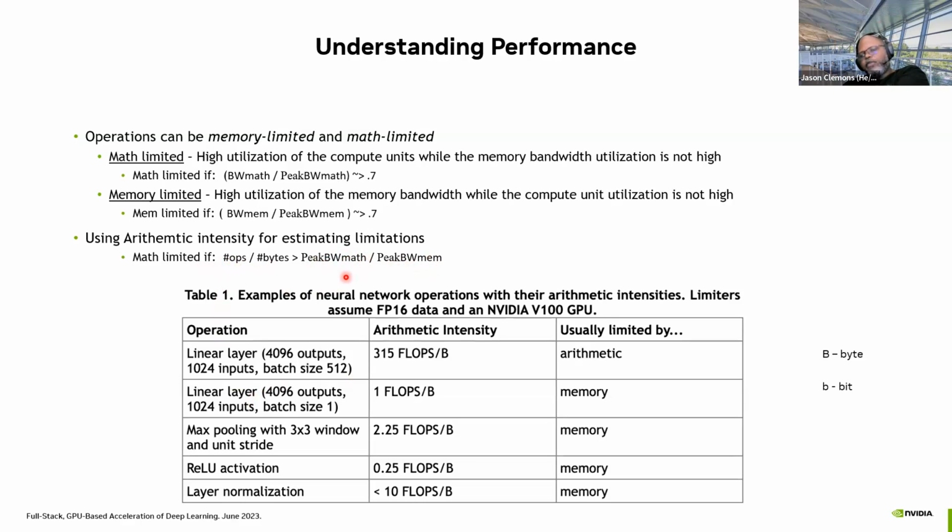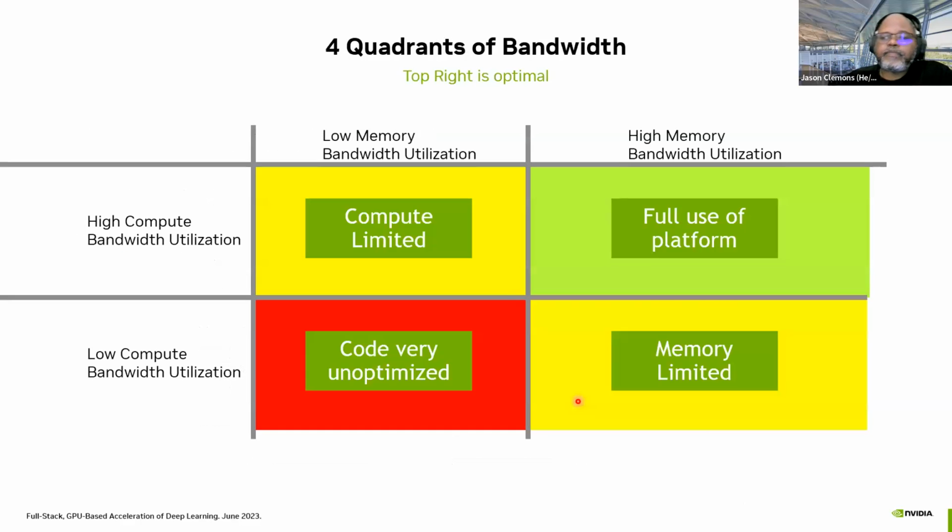And on this table here, which will be brought up later, you can get an idea of the arithmetic intensity and some idea of what's going on in these different systems. A linear layer, a ReLU layer, these are all memory limited, which means that with more bandwidth, we could do better. Or if we can use our bandwidth better, we could do better.